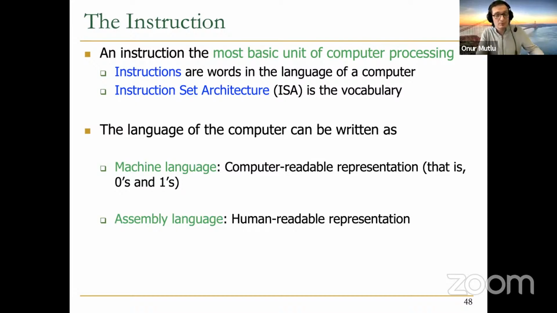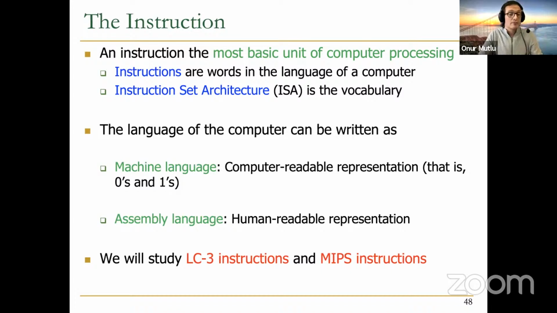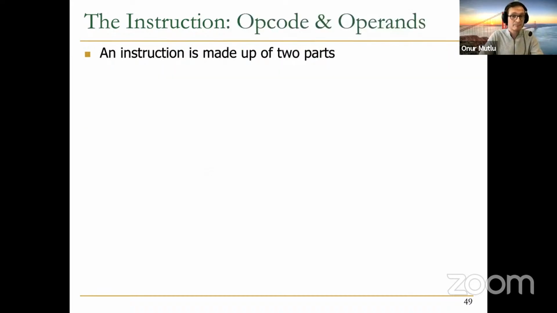Of course, it's human readable. What is even easier is a higher level language, of course, like Java, Python, C++, C, that gets translated into assembly, which we're not going to talk about at this point. So we will now study LC3 instructions and MIPS instructions. But before we go into that, we're going to talk about the instruction cycle a little bit, the processing cycle, essentially.